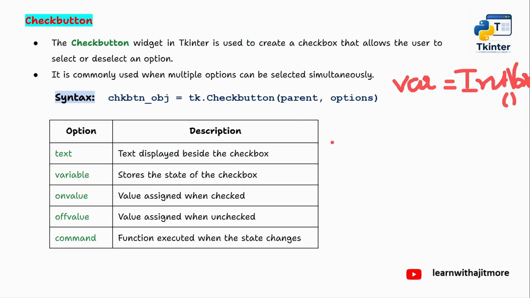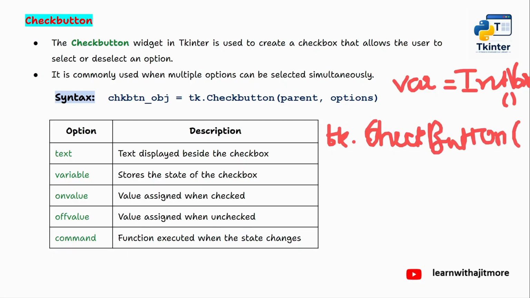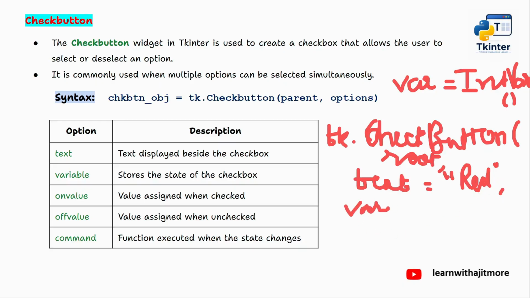Now I'm creating a checkbox, that is check button, tk dot check button. Okay. So the parent I'm giving, whatever that parent is, root. Then text also I'm giving. Suppose text equal to red. Okay. Then variable I'm assigning.